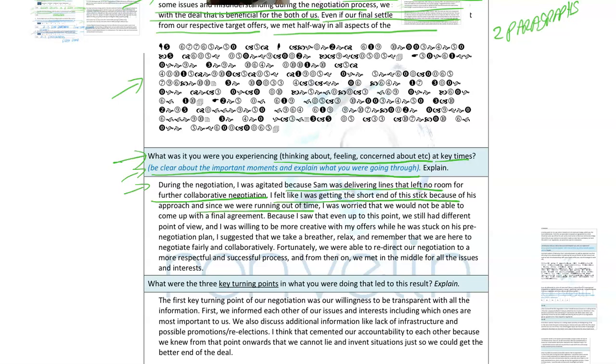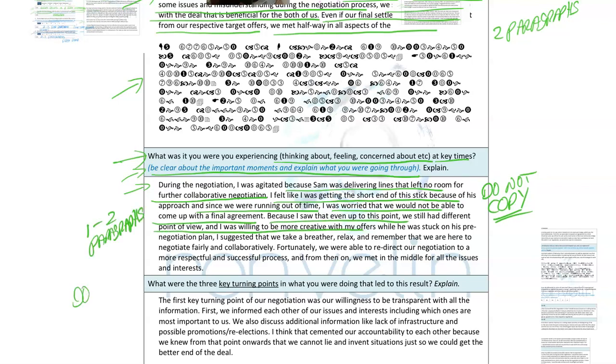And since we were running out of time, I was worried that we would not be able to come up with a final agreement. This is a great way of describing his own experience of this. Remember, do not copy these sentences and try to turn them to your own world. Use your own language. I don't want you getting caught for plagiarism. Because I saw that even up to this point, we still had different points of view, and I was willing to be more creative, and so on. So he explains it here.